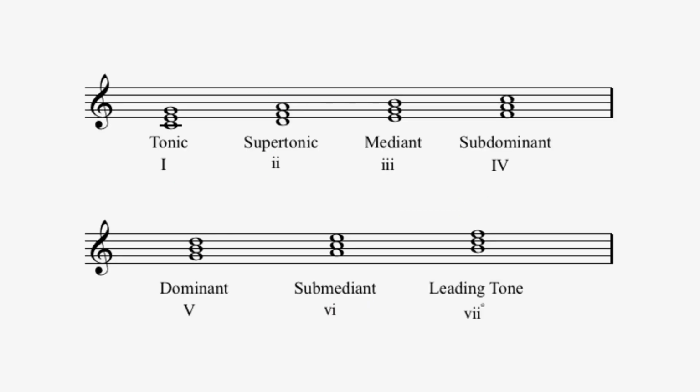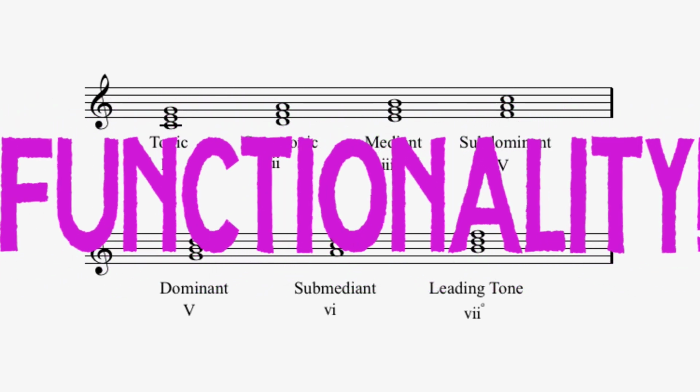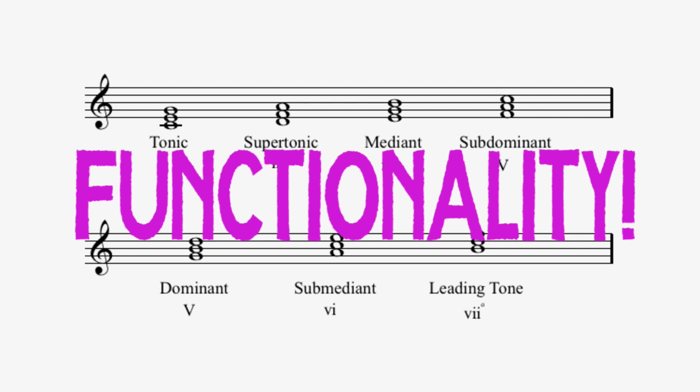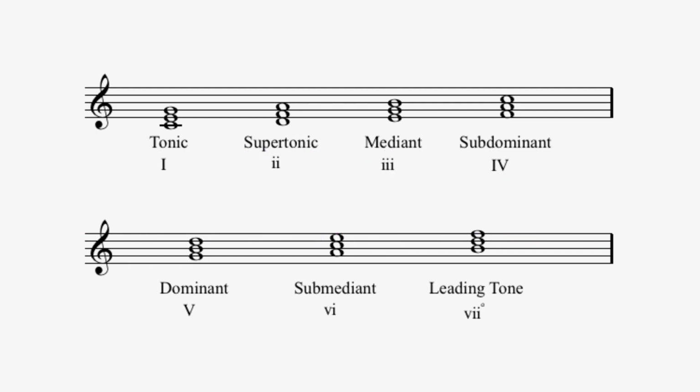Now these names, these terms of chords, are important to know because eventually they will become associated with functionality or harmonic grammar. In other words, certain chords behave in certain ways in tonal music. We won't delve into this aspect of music in this lesson, but by knowing the names, you will begin to understand each chord's unique place in the scale.